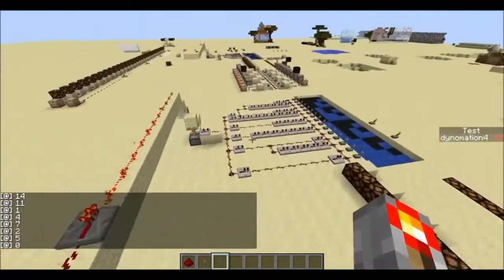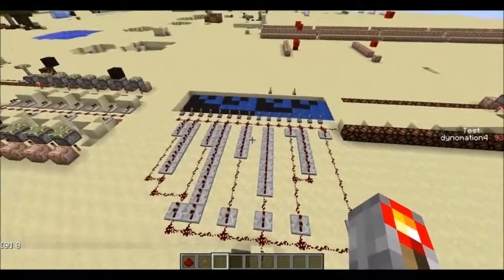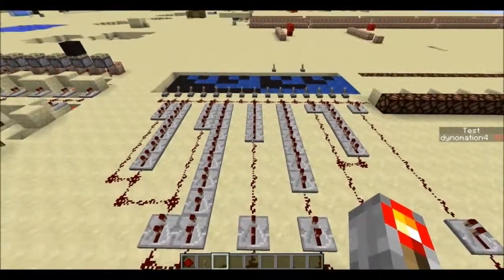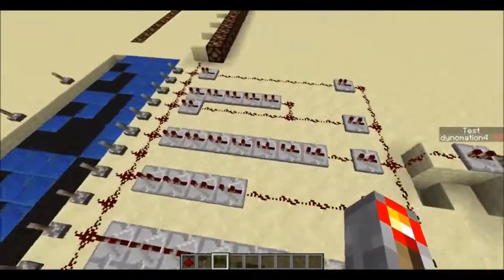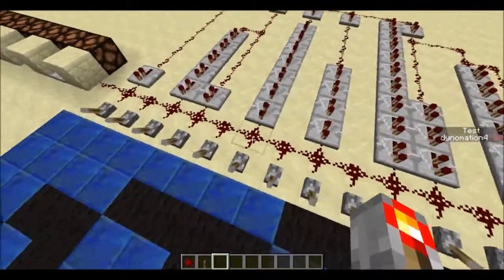So if you look down here, you could see this is the exact same setup. It sends the exact same signals, exact same times, just only 2 ticks. So nothing's changed. You can even look, it's still sending the signal. Everything's working fine.